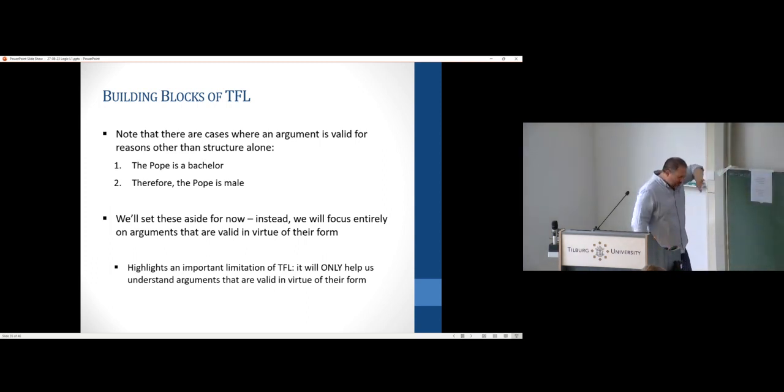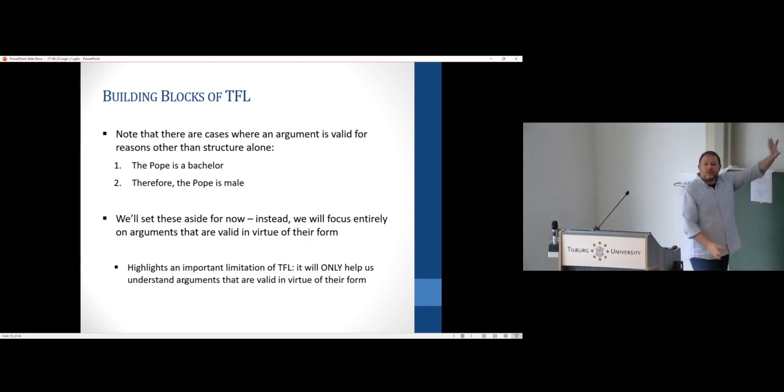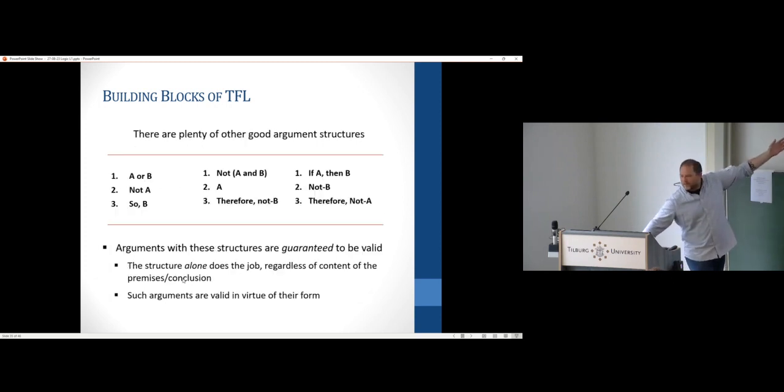So we're going to set arguments that are valid in virtue of meaning aside. We're going to eventually work ourselves up to FOL, which gives us a way to kind of grasp these. But with TFL, we're never going to get it. It's always doing, to go back a slide, it's always doing this sort of stuff. Always looking at these very basic structures where we don't know or really care that much about what the A's and B's mean, what they represent.